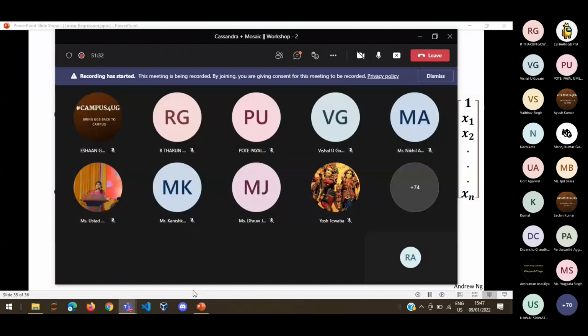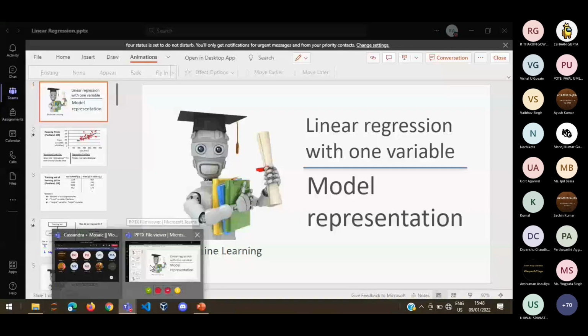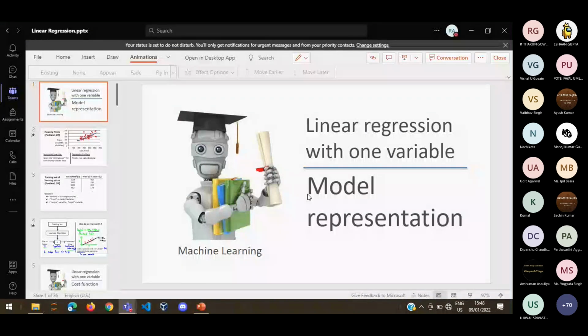Sorry for the disconnection. It's been raining here for the last 3 days. Where was I? So I was explaining this hypothesis, right? Am I audible right now?